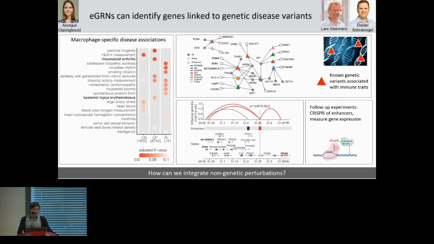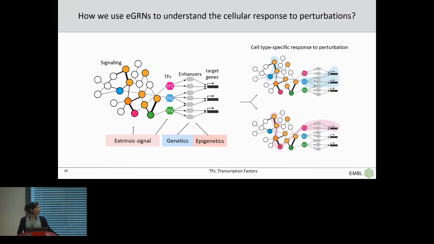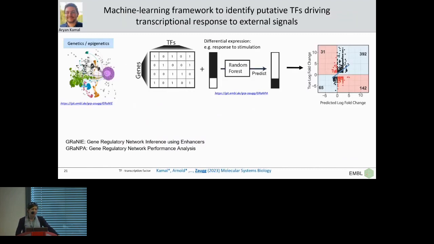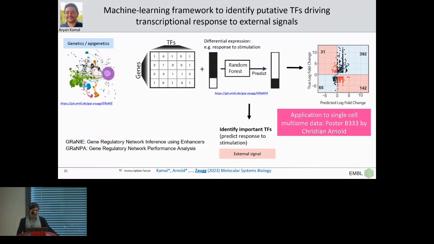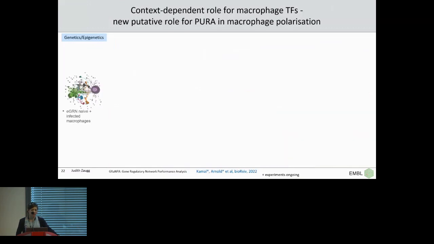How can we now integrate non-genetic perturbations? And I think this is really the idea that we have when we now have our gene regulatory network that we trust, and we can now predict a specific set of differential expression. We can now identify the important transcription factors. And that is now the key, how we can now integrate the extrinsic signal. And again, a poster on the application to single cells can be found online by Christian Arnold. And Ariane has been giving a talk about this.